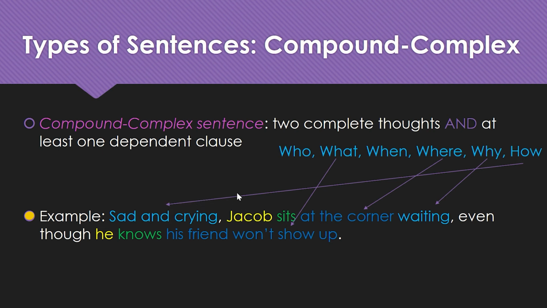So how is Jacob doing? He's sad and he's crying. And then even though, it's kind of just a transition. And so we have the two complete sentences right here, and we have the dependent clause right here. And again, you won't really see them that often. I would just focus on simple sentences, compound sentences, and complex sentences, because those are really the most important ones.